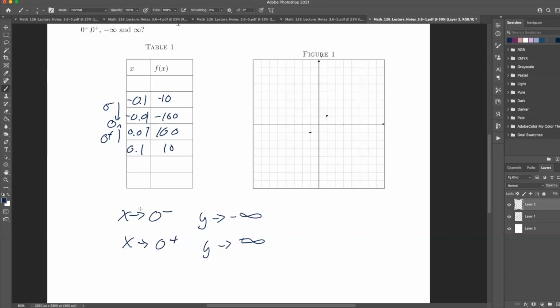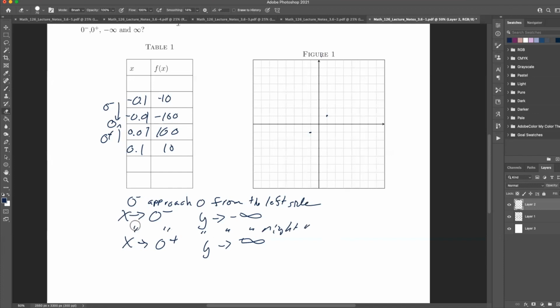Or, let me write this out: x approaches 0 from the left side. And this is x approaches 0 from the right side. Oops, I don't need ditto marks here because I need 0 positive.